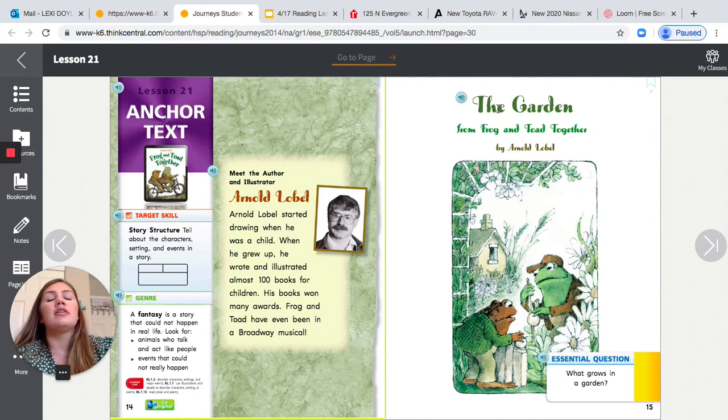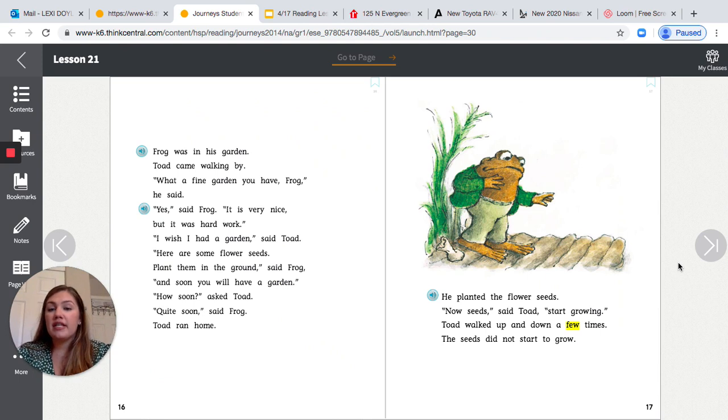Okay, so this is called The Garden, from Frog and Toad Together, by Arnold Lobel. All right, and our essential question on the bottom, which will help us stay on track with the story, is: what grows in a garden? So be thinking about what grows in a garden, and by the end of the book, that question should be answered. You can go ahead and pause it here if you're going to read it on your own.